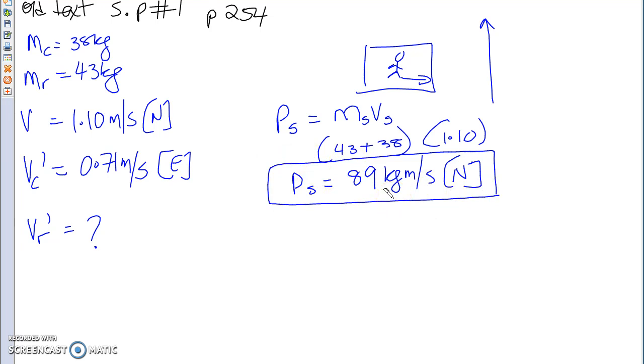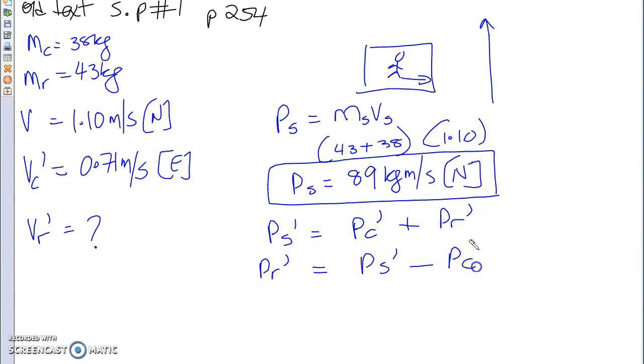And now we're going to say, of course, that P of the system after is made up of the child after plus the raft after. This is the momentum of the system before. Now I know that the final momentum of the system should not change; it is conserved. So we have this because we're given 0.71 times the mass of the child, and we're trying to figure out the momentum of the raft. So we're going to do PR prime, which equals PS prime minus PC prime.